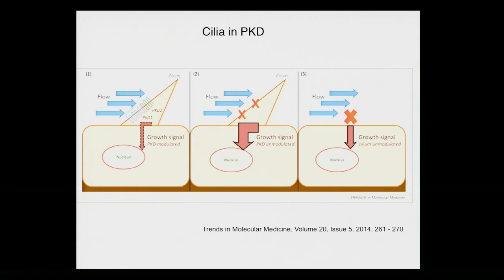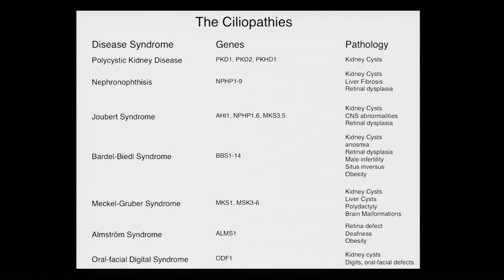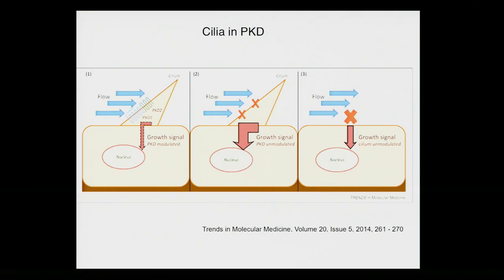Now, the second realization was that if you not only lost these proteins within the primary cilium, if you lose the cilium itself, you get the same disease.